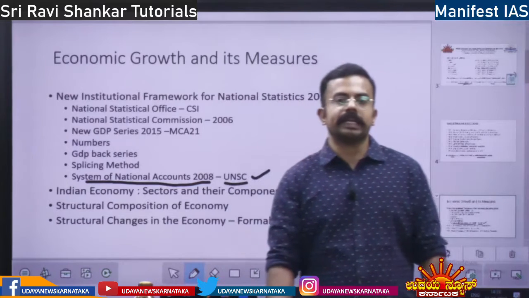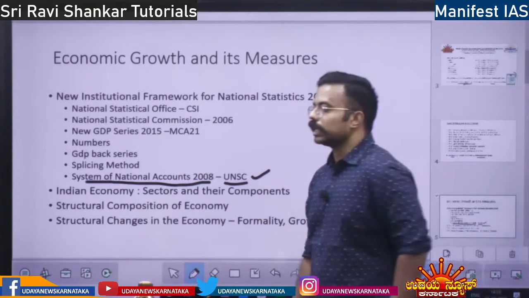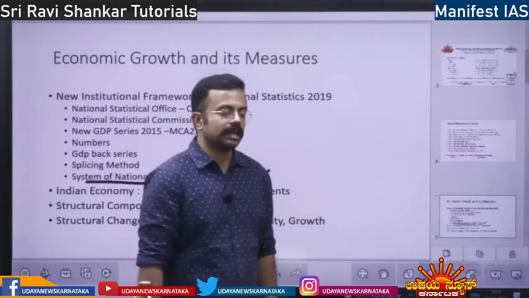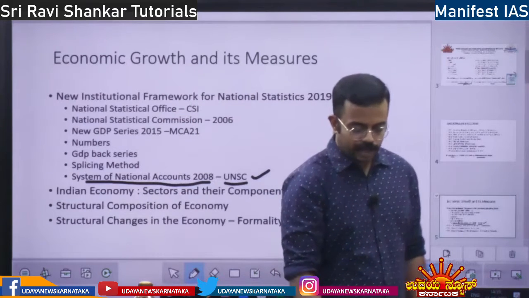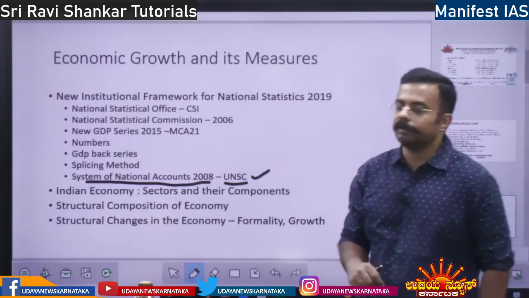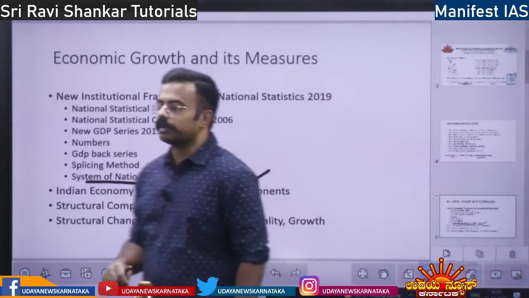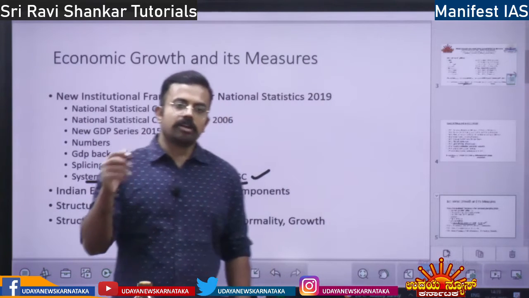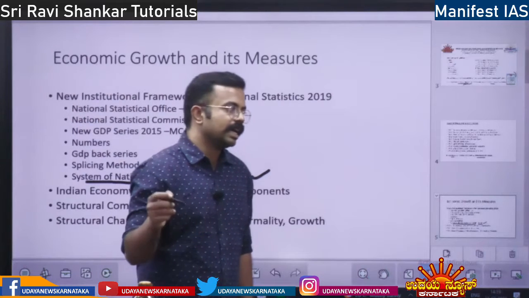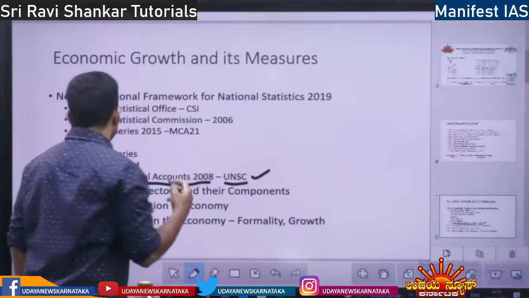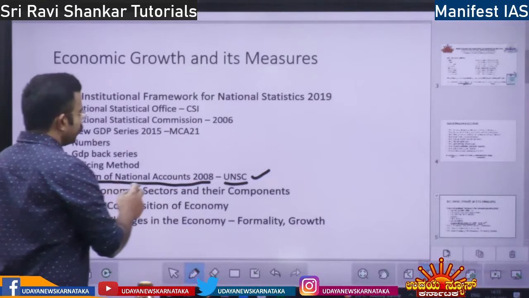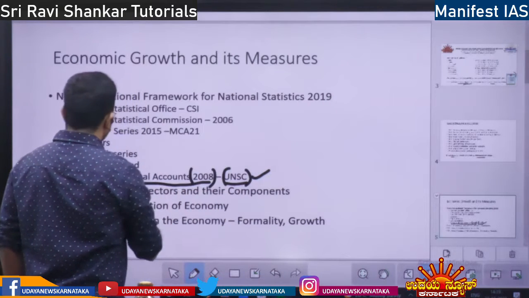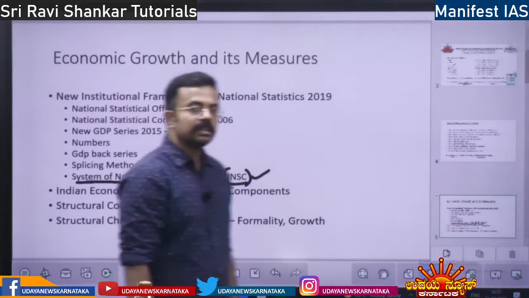There was no uniformity. One country would show GDP in one way, and another country would show it in a different way. So to bring uniformity in how GDP is calculated, how growth is calculated, how economic potential is calculated, how inflation is calculated, and how all the economic indicators are calculated, the UN Statistical Commission in 2008 brought about the System of National Accounts.